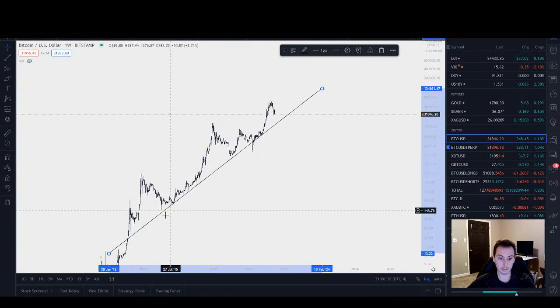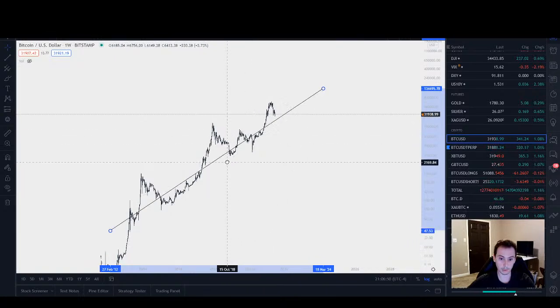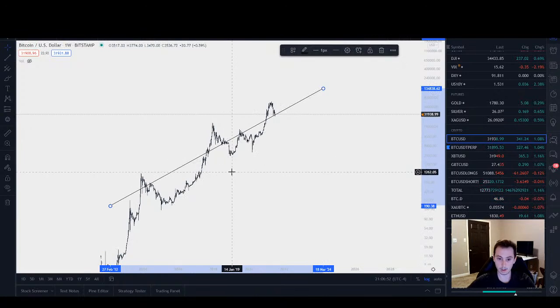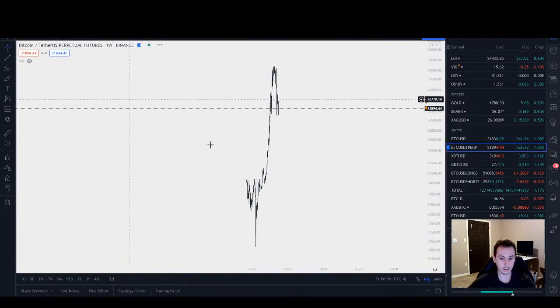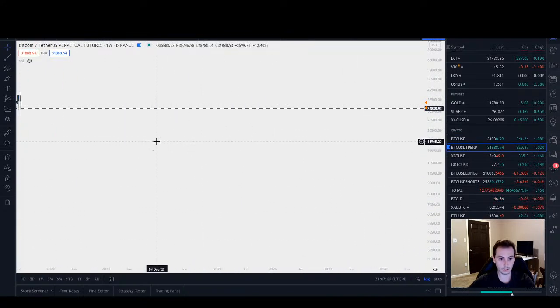It's held it since 2013, broke down once in March of 2020 when everything broke down, and then came right back up within the span of a couple weeks, busted right back out in April. So we're not going to go below this anytime soon, in my opinion. So yeah, but let's zoom back in on the linear scale.